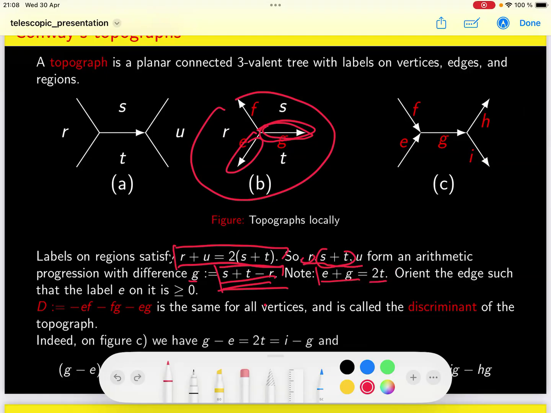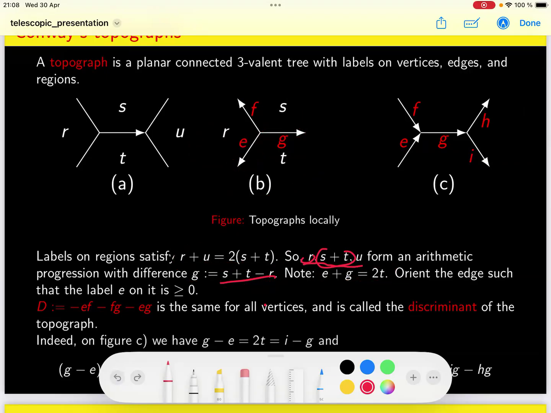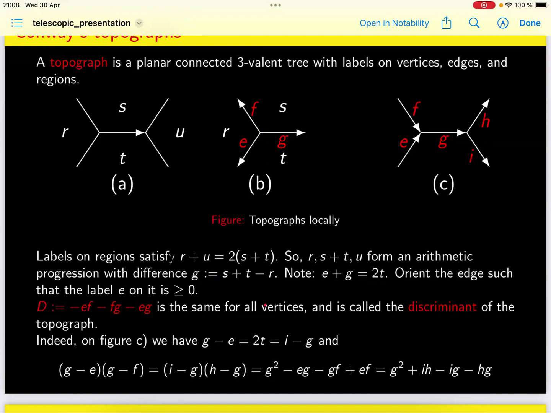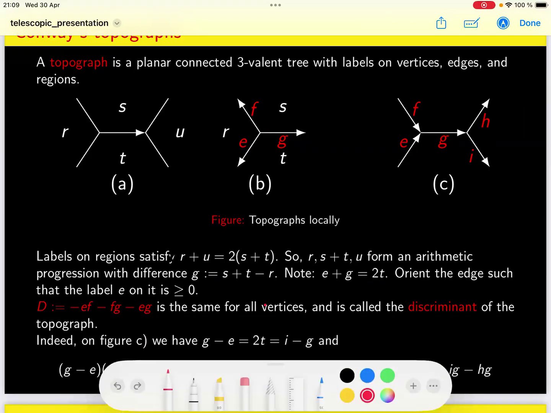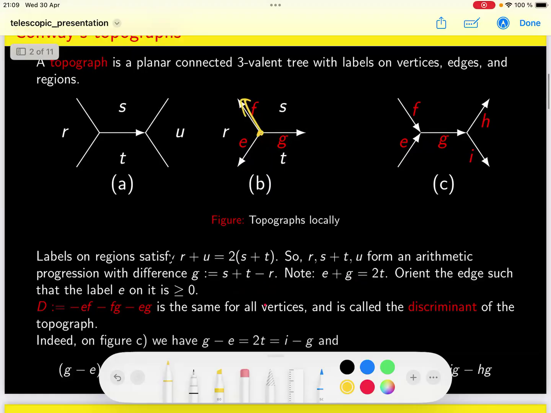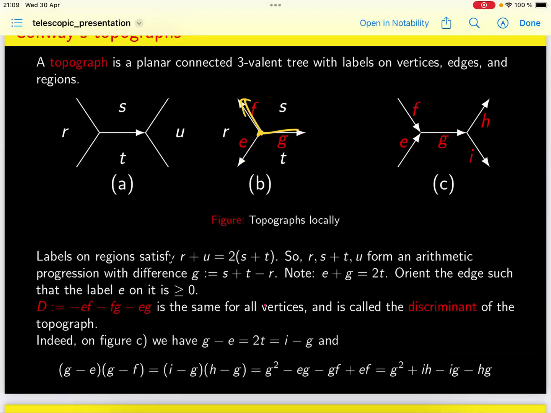Now, just to get used to this notation, let's consider one invariant, which is called the discriminant. It's D equals minus EF minus FG minus EG. And I claim that it's the same for all the vertices. So you just take a vertex, you orient edges outside. With this orientation, some labels E, F, and G may be negative for now. And so I consider such an expression. And I claim that it's the same for all the vertices. It's called the discriminant of the topograph. And I'm going to prove it. I think this statement must be proven. Okay, so how to prove it?